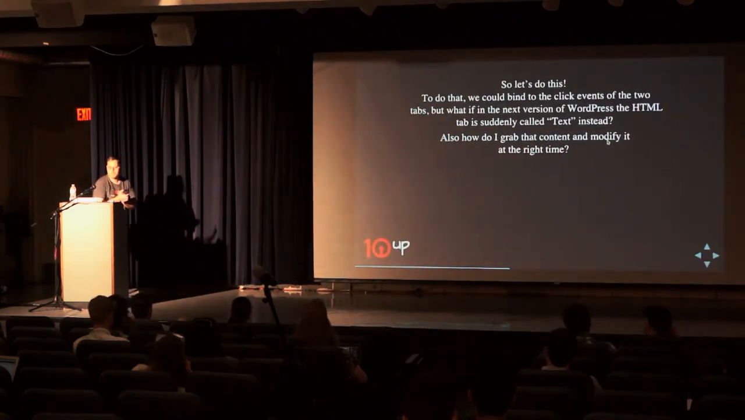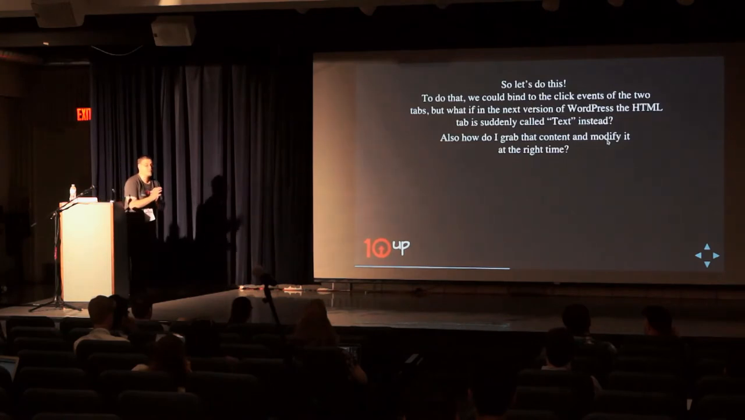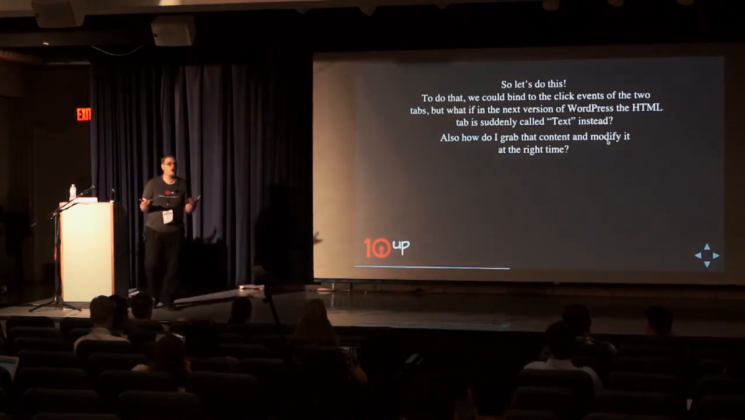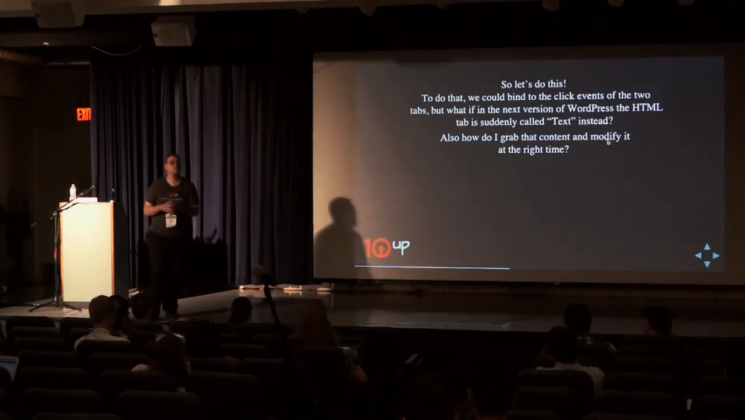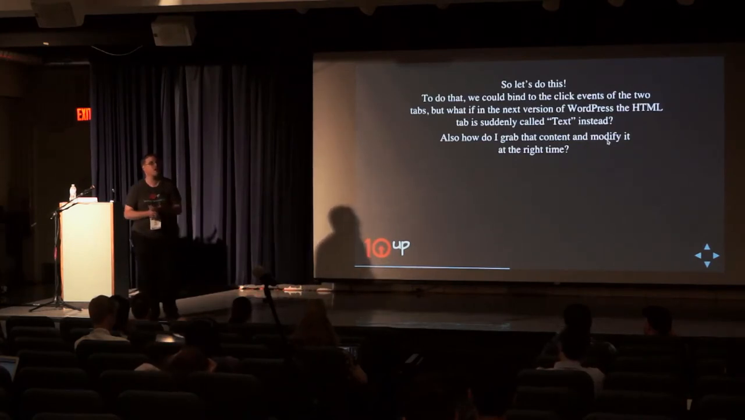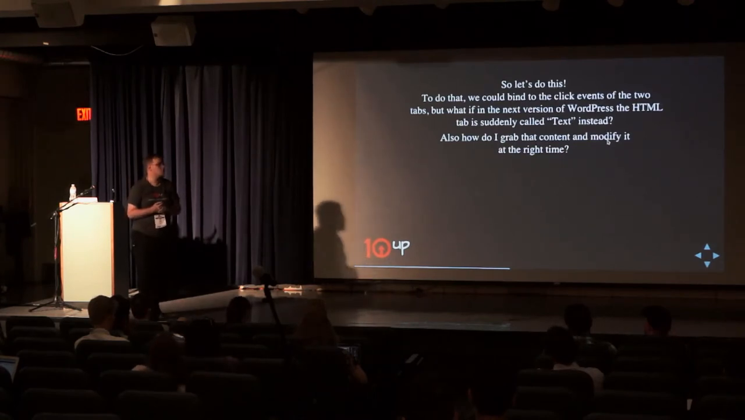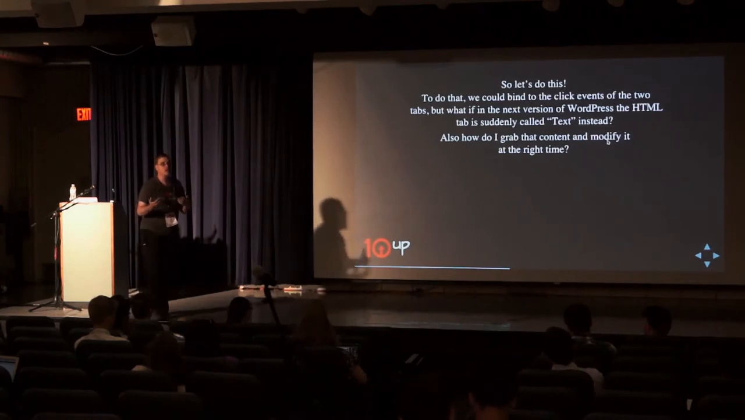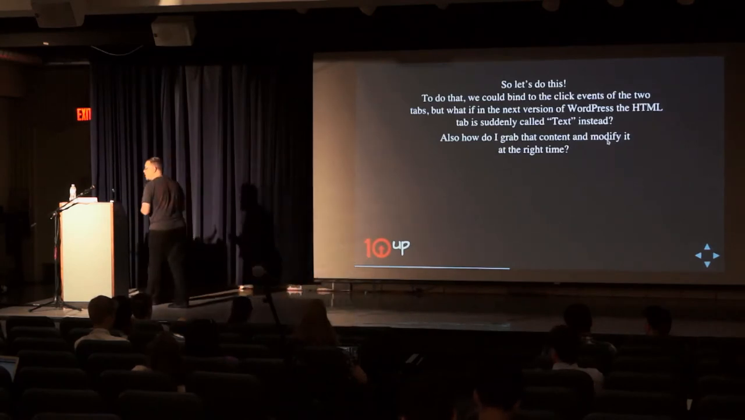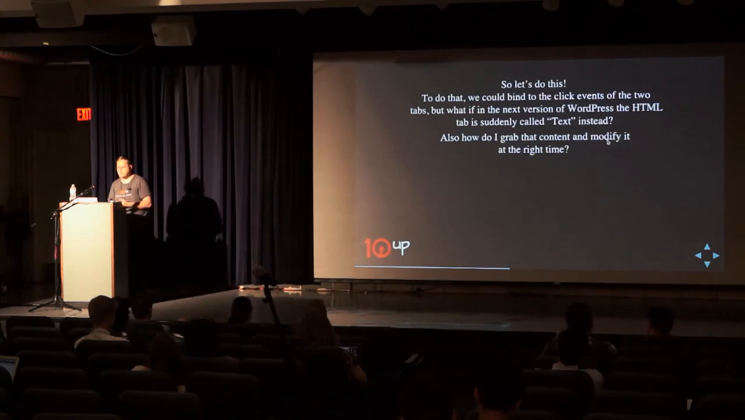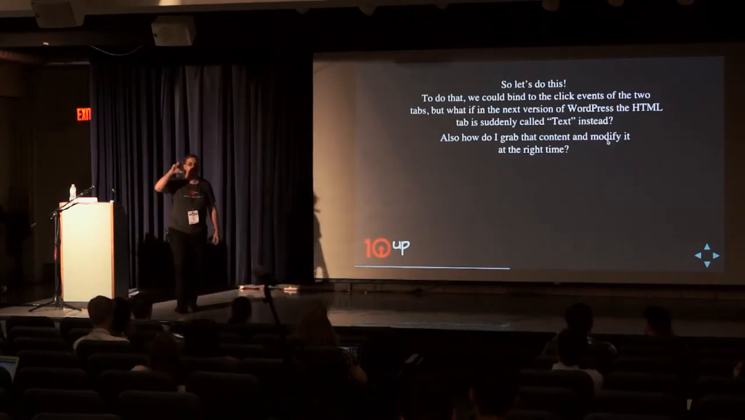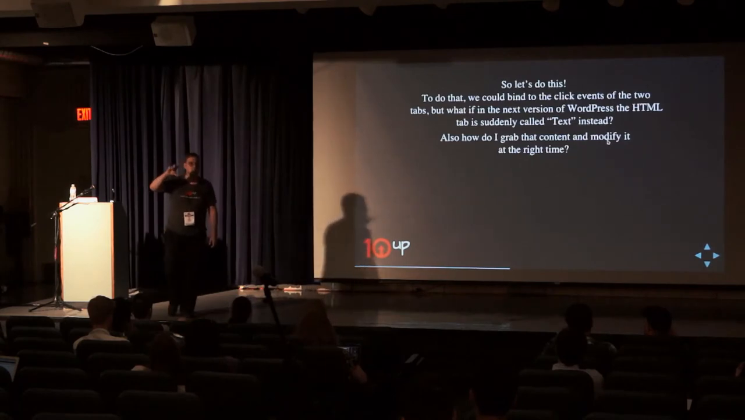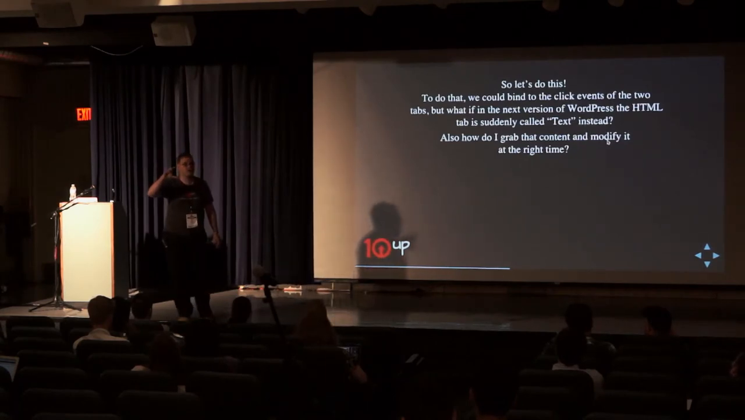The problem is, what happens in the next version of HTML, or the next version of WordPress, if instead of calling that tab HTML, we decide to call it text, something we're talking about for 3.5, or other parts of the DOM structure change? What you're binding to, you may not be able to. And also, how do you grab that content in that block at the right time? First of all, how do you grab the block of content?